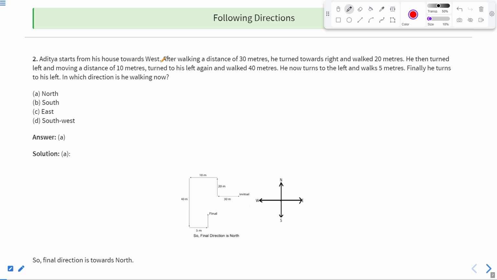Aditya starts from his house to the west. तो आदित्य यहाँ खड़ा है और यहाँ से, ये उसका घर है और यहाँ से वो जाता है वेस्ट, लेफ्ट. After walking 30 meters he turns right and walks another 20 meters.